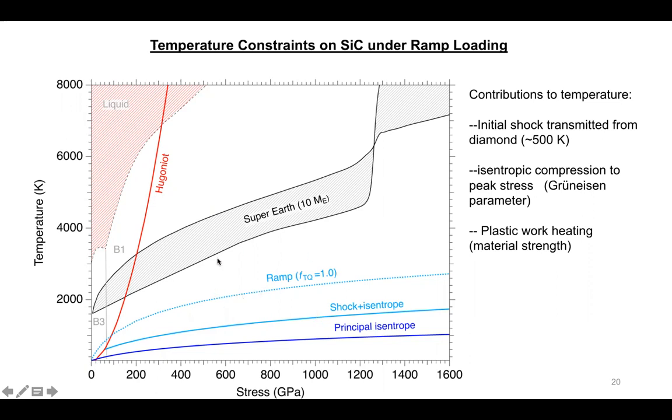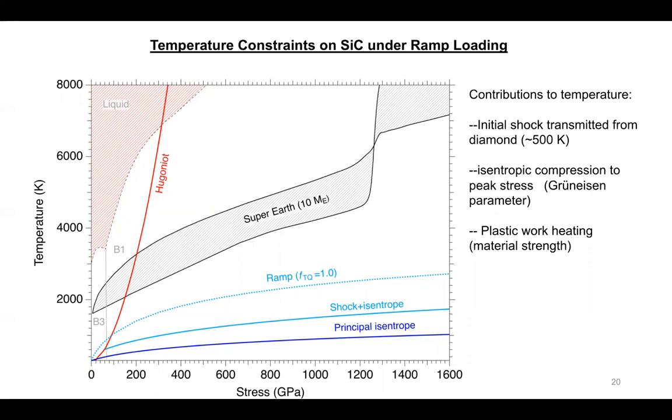So that shows the expected range of temperatures. It's really quite different from the Hugoniot, which rises very steeply here in the melting curve. And so we're sampling, again, a different region of temperature stress state, which provides a unique set of data.